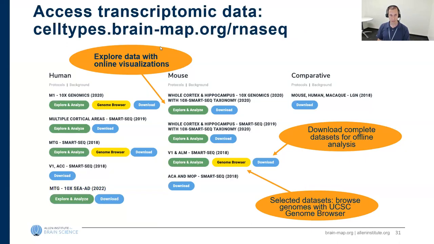If you're interested in transcriptomics data, on our celltypes.brain-map.org RNA-seq page we have a list of a variety of cell types, not just in motor cortex, where you can download any of this data you want. You can explore with online visualizations that I'll show you in the next slide, and for a subset of them, you can explore the RNA-seq data in the genome browser view. This M1 10x Genomics dataset is one of the datasets included in the Cell Type Knowledge Explorer, so for that particular human dataset, you can view that here as well.